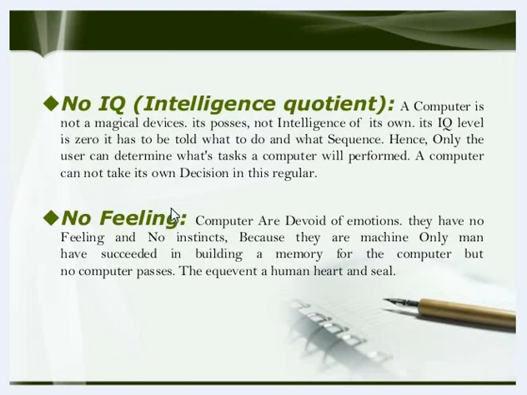Talking about no IQ and no feeling. These are limitations, but somehow we can say it's a plus point for the computer system. These are the basic characteristics. The most important thing required for the computer system is your command, your instruction. It will work on your command. It doesn't have IQ to perform a task without any instruction. If you do not instruct the computer system, it will stay idle.